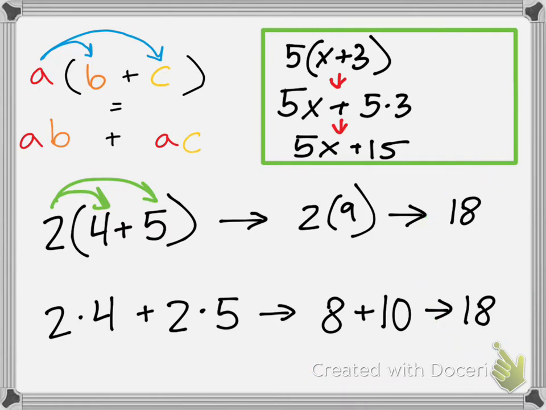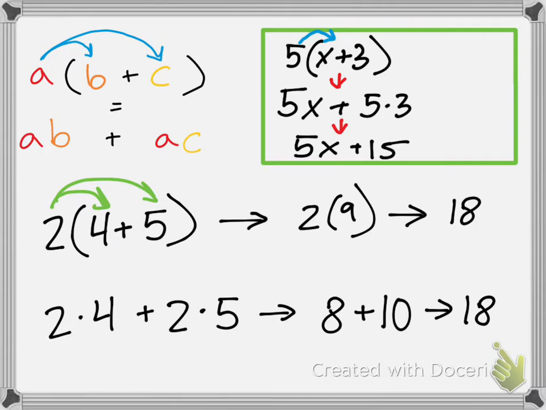Again, if I look up here at the top, x plus 3, I can't combine those. I don't know what x is yet. So I can't do anything in my parentheses. I can't do anything PEMDAS style. So instead, I just distribute it. 5 times x is just 5x. 5 times 3, we do that. We get 5x plus 15.